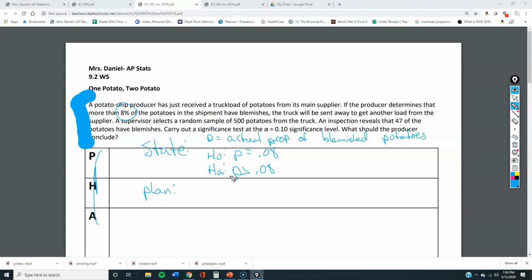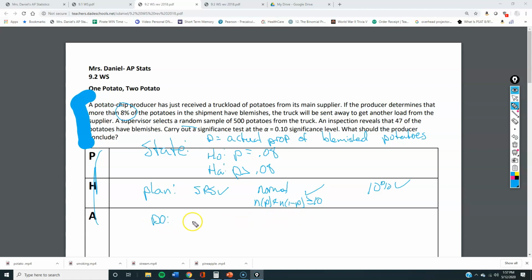Alright, I need to test my conditions. Is it a random sample? Yeah, it's a random sample. Is it normal? For proportions, that means n times p, and you have to check n times 1 minus p, right? And those do check out because you have 500, guys. 0.08 times 500 is bigger than 10. These have to be bigger than or equal to 10. Is that less than 10% of potatoes in the shipment? Yes. There's probably more than 500 potatoes in a shipment.